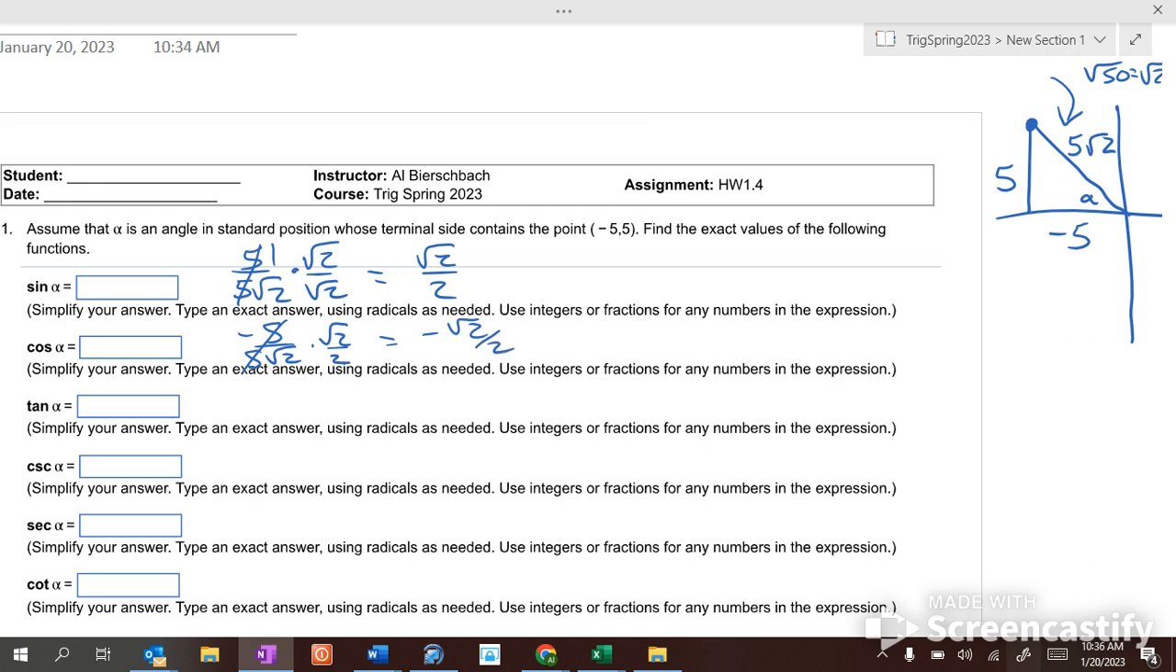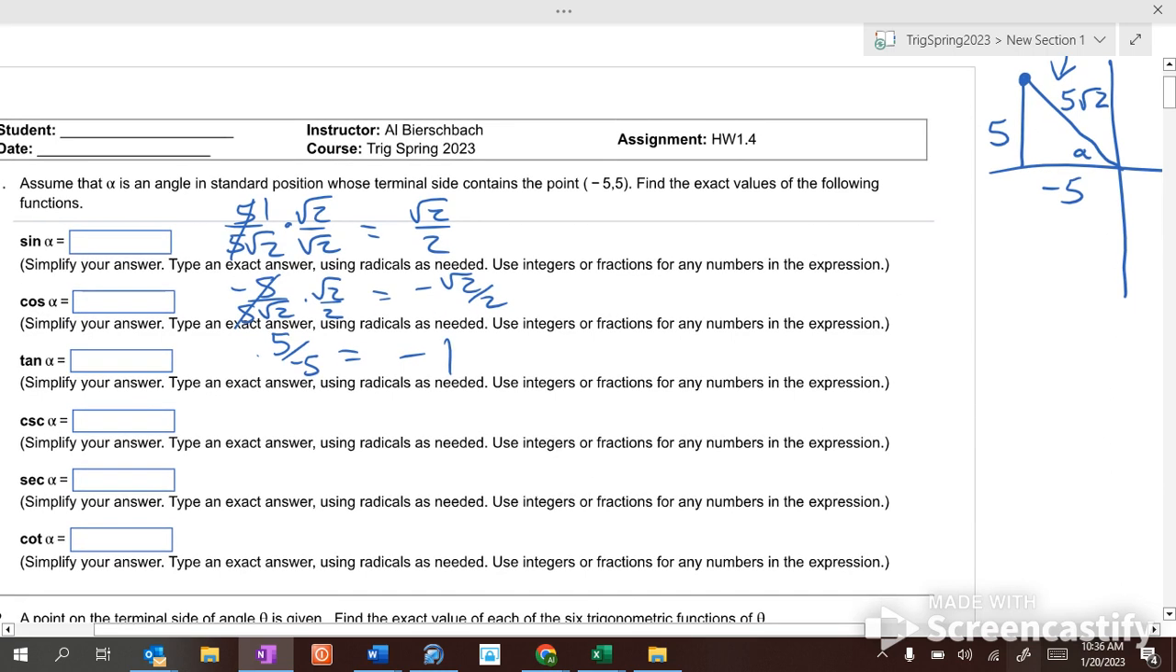What is our tangent? Tangent, 5 over, opposite over adjacent is negative 5, which is negative 1. Cosecant, you flip over the sine. Now the sine was originally 1 over square root of 2, right? So it's square root of 2 over 1 or square root of 2. Secant was originally 1 over square root of 2 with a negative, so it's negative square root of 2. And cotangent is the reciprocal of negative 1, which is negative 1.